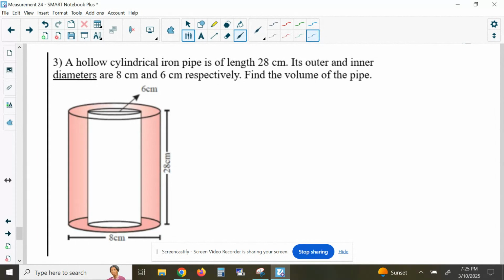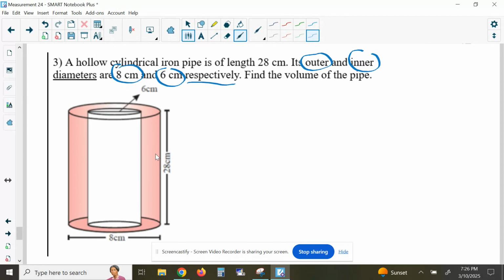Respectively just means that it's exactly as they say it. So the 8 goes to the outer and the 6 goes to the inner. So respectively just means they said it in the same order. Find the volume of the pipe. Okay, so let's take a look. So we want to find the volume of the pipe.